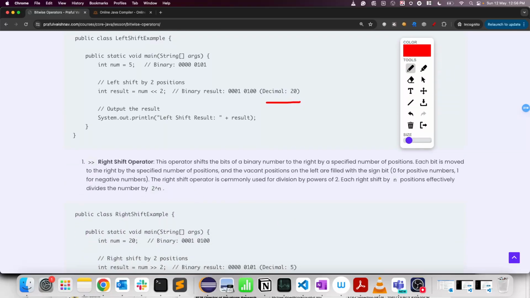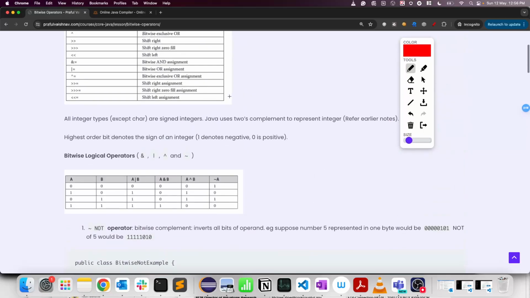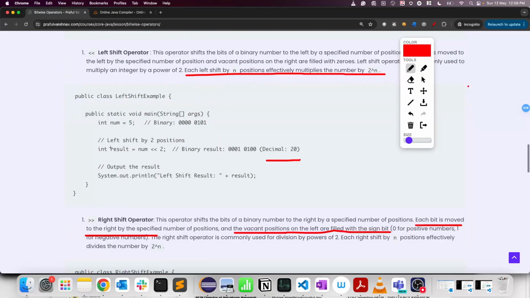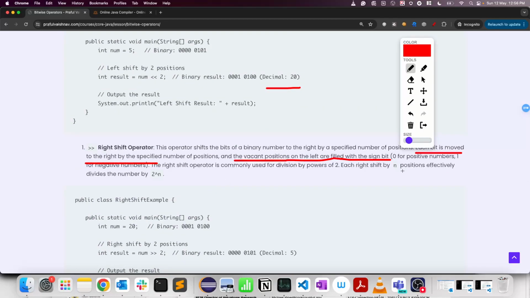In the right shift operator, it shifts the bits of a binary number to the right, and each bit is moved to the right by the specified number of positions, and the vacant positions on the left are filled with the sign bit. What is the sign bit? We have studied this. The sign bit is the highest order bit. So the vacant positions will be filled with the sign bit.